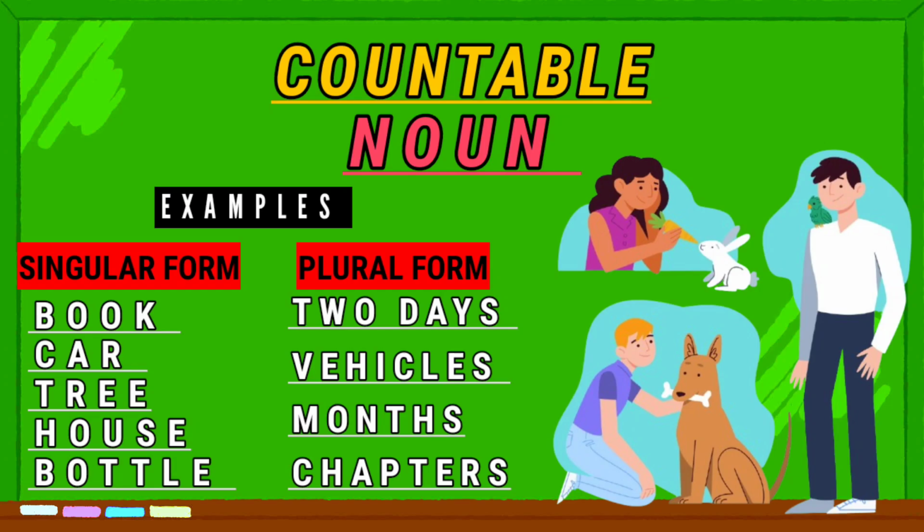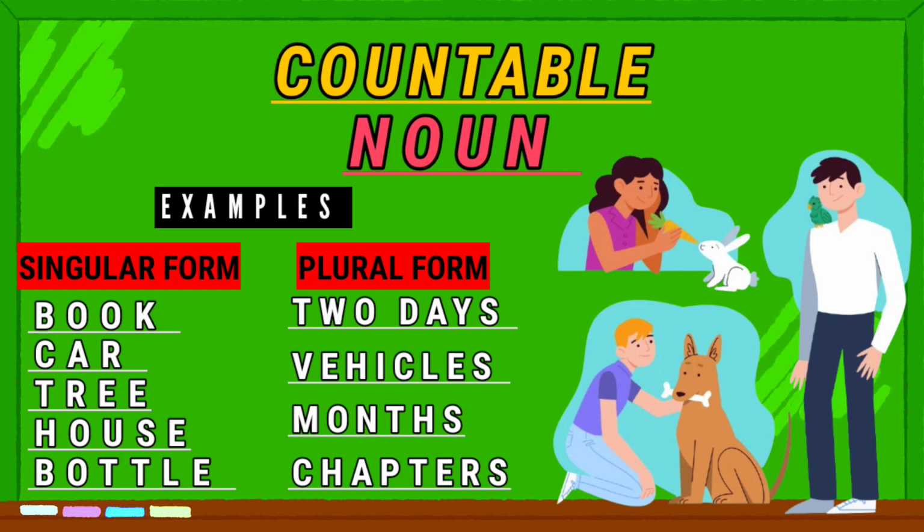First example, that is singular form of countable nouns. Book, car, tree, house, bottle. We can count all of them one by one. And if we delve into the part of plural form of countable noun like 2 days, vehicles, months, chapters, they are also countable by us. Hence, we call it countable noun because we can count them one by one.